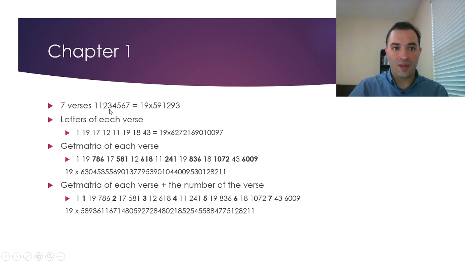The second is 17. The third, 12 letters. The fourth, 11. The fifth, 19. The sixth, 18. The seventh, 14 letters. The division of this number by 19 is exactly this number.